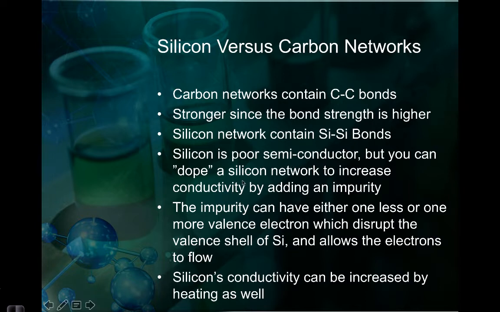But you can take a silicon network and dope it to make the conductivity go up. You can add an impurity to it, and then that impurity can help increase the conductivity. What you can do is take something that's got 1 more or 1 less valence electron than silicon, so something from group 13 or group 15, and you put that inside the network, and then that disrupts the electrons in the valence shell of the silicon. That's able to create more delocalized electrons. And then you can also increase the conductivity by heating it.